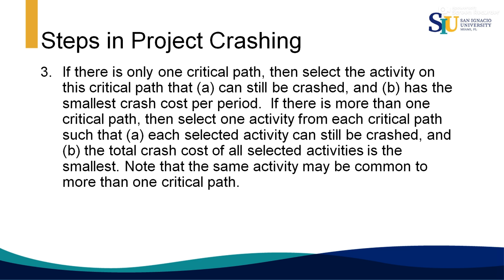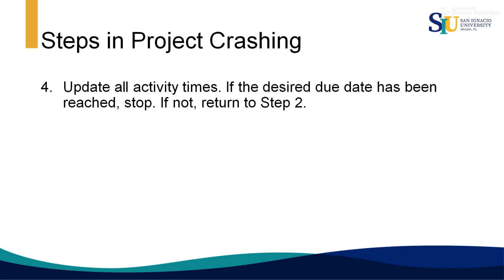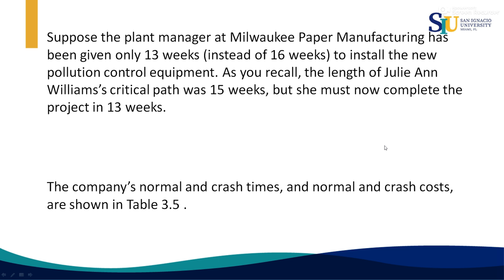Is there only one critical path? Select the activity on the critical path that can still be crashed and has the smallest crash cost per period. If there is more than one critical path, select one activity for each critical path so that each selected activity can still be crashed and the total crash cost of the selected activities is the smallest. We are going to see this case. If we already arrive at the new due date, then we finish. If not, we continue to crash the project.